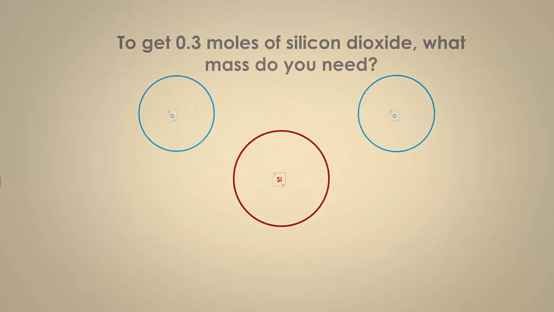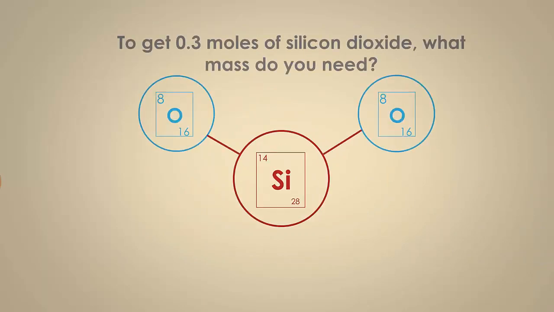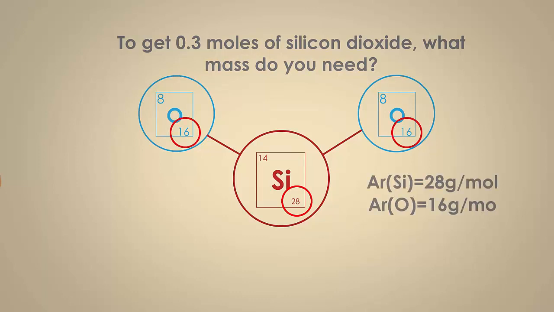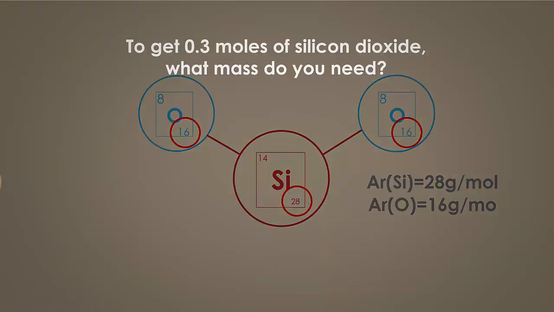Let's say you need 0.3 moles of silicon dioxide. The relative atomic masses of silicon and oxygen are 28 and 16 grams per mole. What mass do you need? Pause the video whilst you do your calculation.